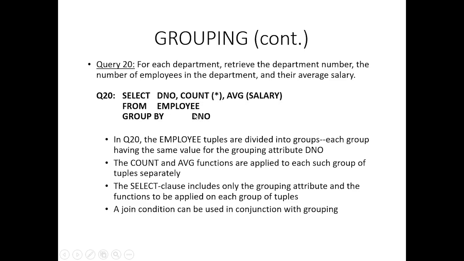Each employee will be grouped based on their department number. So we'll be counting that particular subgroup and computing that particular average salary. The employee tuples are divided into groups, each group having the same value for the grouping attribute DNO, the department number. Then the count and average functions are applied to each subgroup of tuples separately. The select clause includes only the grouping attribute and the functions to be applied on each group of tuples. And a join condition can be used in conjunction with grouping also.